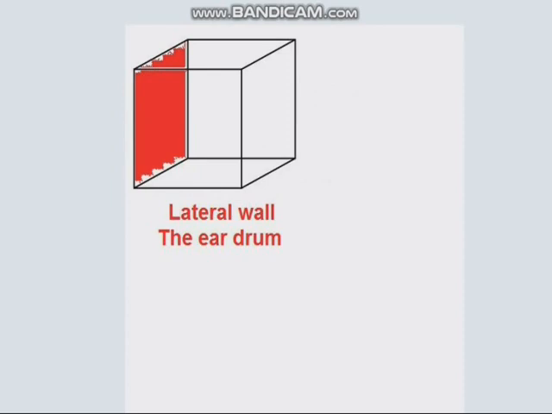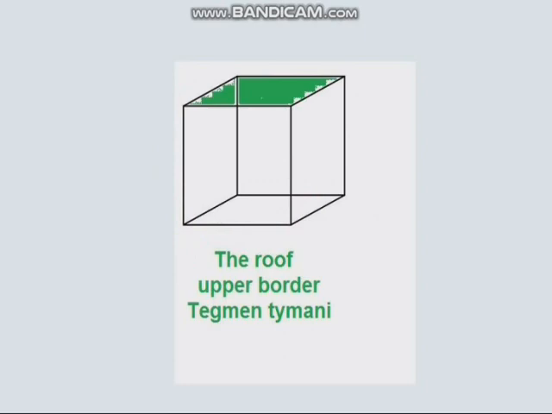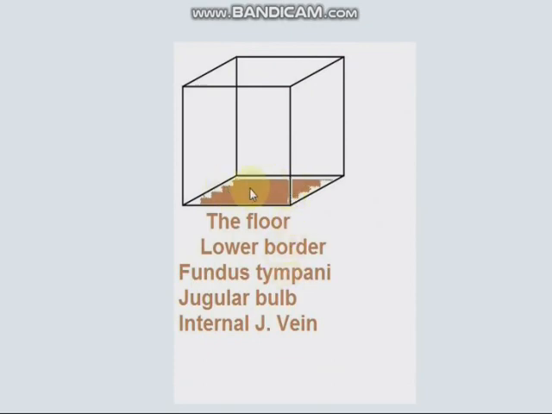The lateral wall of the middle ear is the tympanic membrane. So the tympanic membrane is the door of the middle ear cavity. The roof is the upper border, called the tegmen tympani, which separates the middle ear from the middle cranial fossa. The floor, or lower part, also called the fundus tympani, is the jugular bulb of the internal jugular vein.